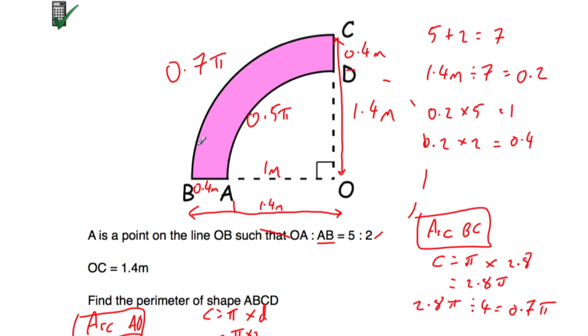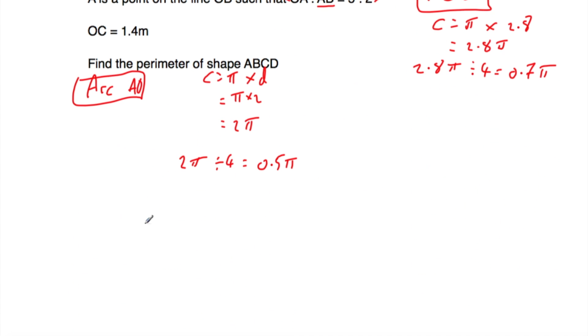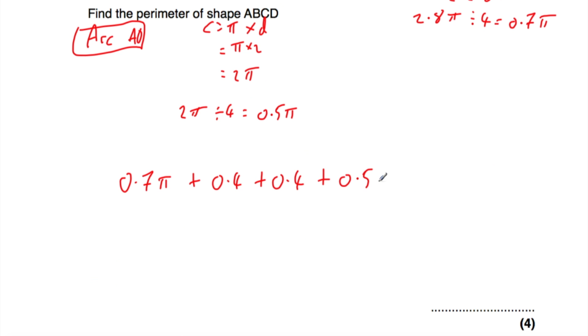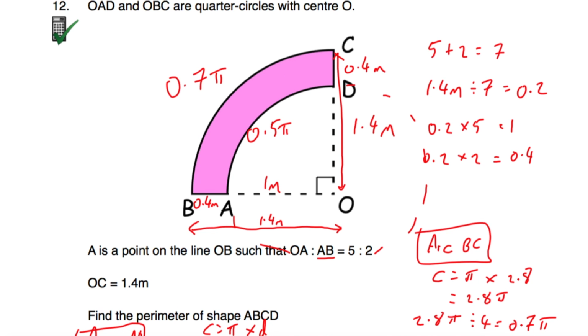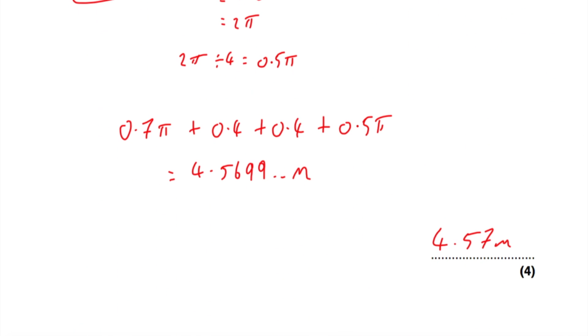And this is fantastic. We have the lengths of A to B, from B to C, from C to D, and from D round to A. So let's just add them all together to get the perimeter of that shape. So we've got our 0.7 pi plus 0.4 plus 0.4 plus 0.5 pi. And it's a calculator question, so whenever we work that out, we get an answer of 4.5699 and so on meters. Now let's round this to 2 decimal places, so that'll be 4.57 meters. So that means the perimeter of this shape would be 4.57 meters, and that's it.